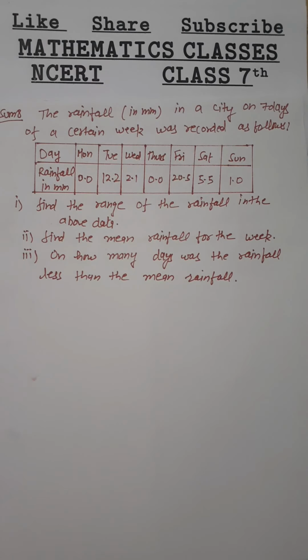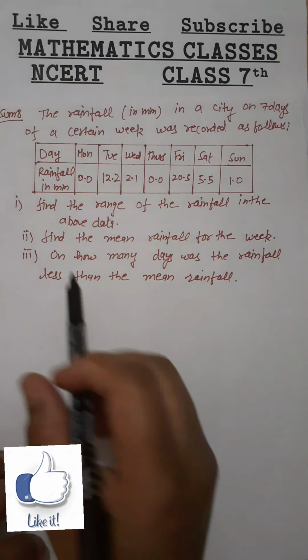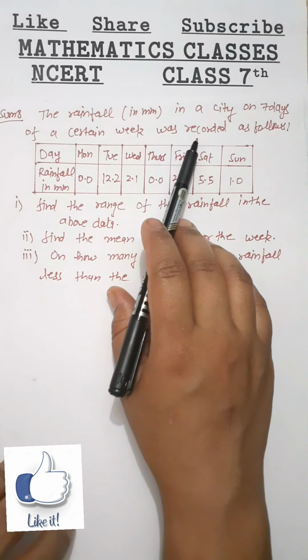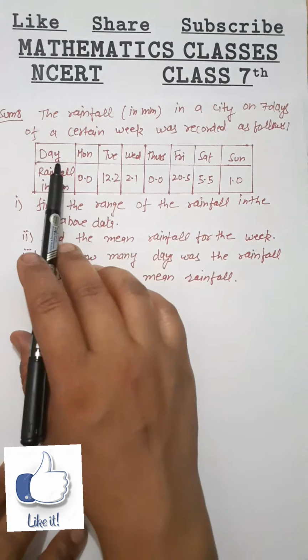Sum number 8. The rainfall in millimeters in a city on 7 days of a certain week was recorded as follows. Day rainfall: Monday, Tuesday, Wednesday, Thursday, Friday, Saturday, Sunday. In the first part, find the range of rainfall in the above data.